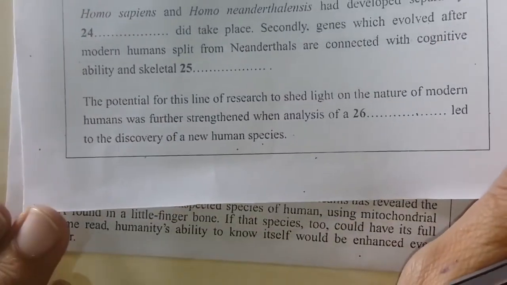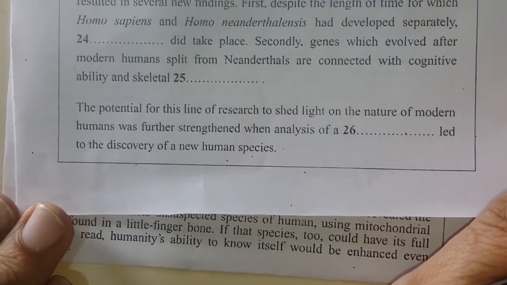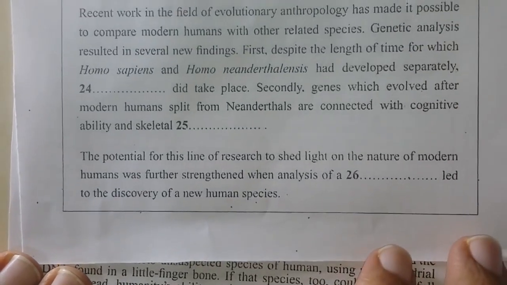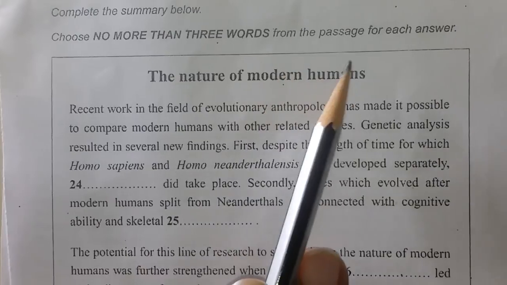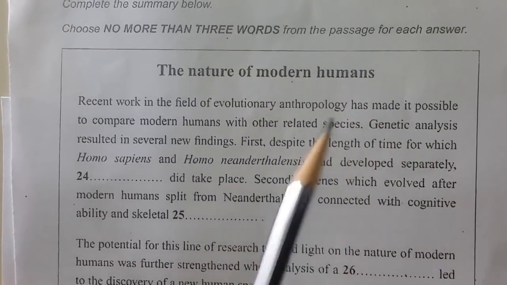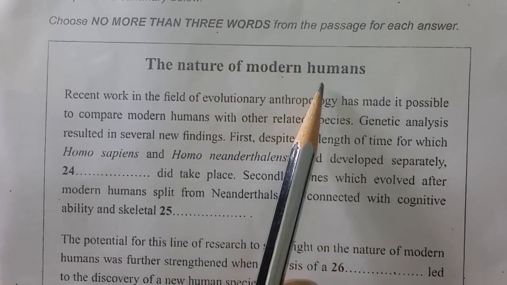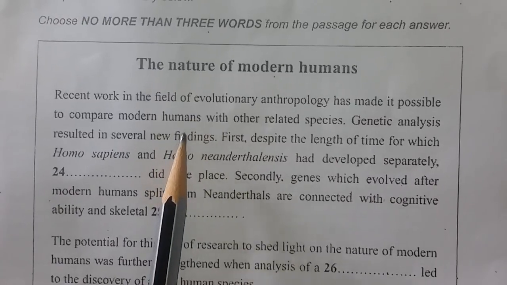And these are the questions. Just 3 questions are there in this case, that is 24, 25 and 26. And they have written here no more than 3 words from the passage for each answer, and the topic is based on the nature of modern humans. Now I am going to start this one.